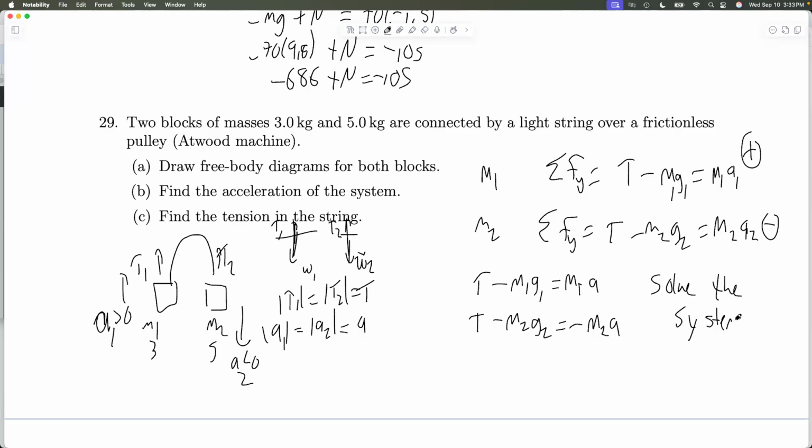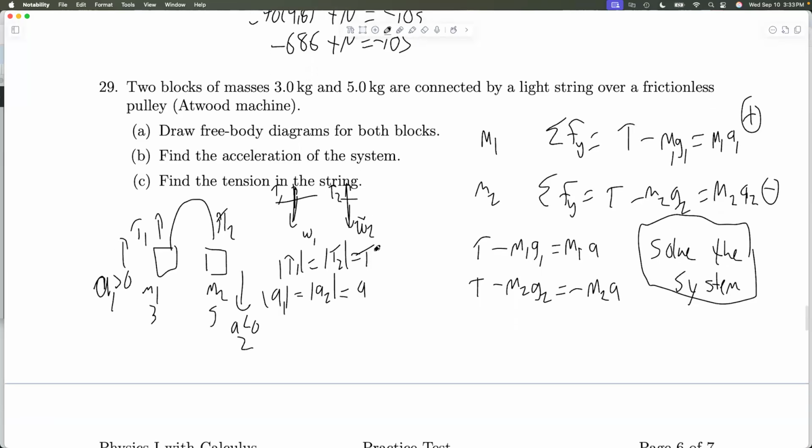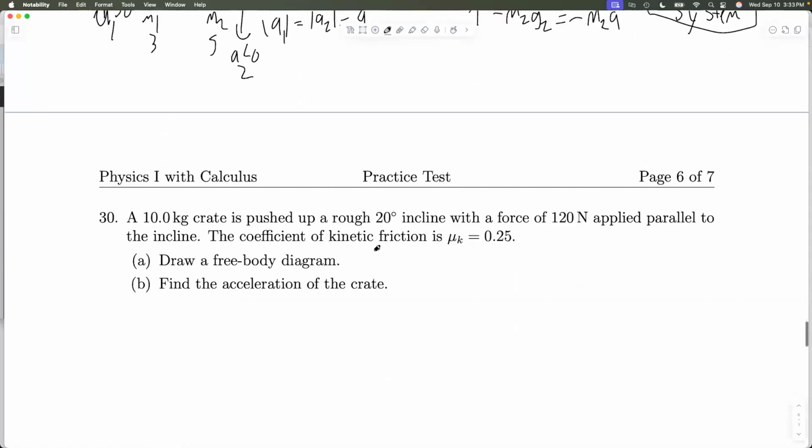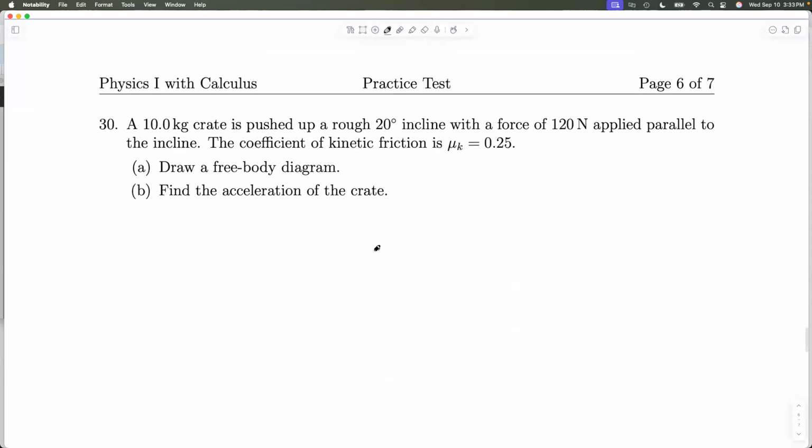There's some complicated algebra that happens here. I don't like putting this problem on an exam. ChatGPT just picked this. Okay, we just did an inclined plane problem. I want to make sure I have time to get through all of these.